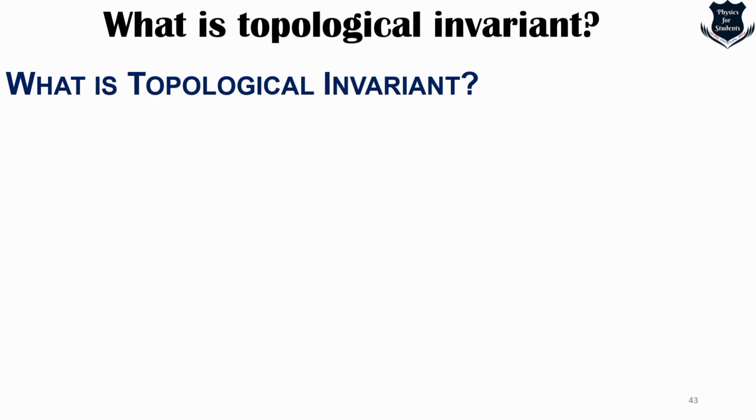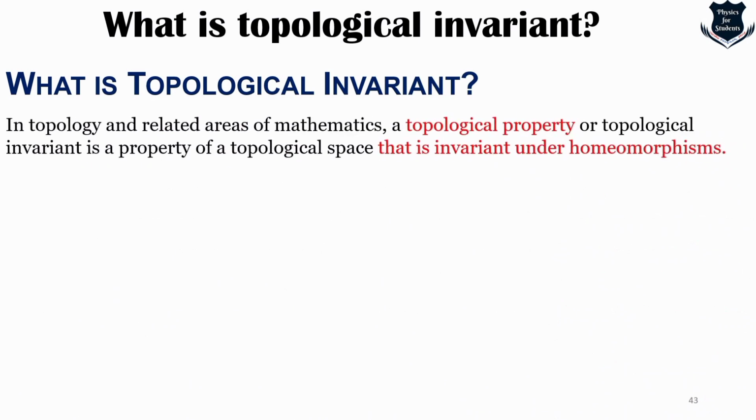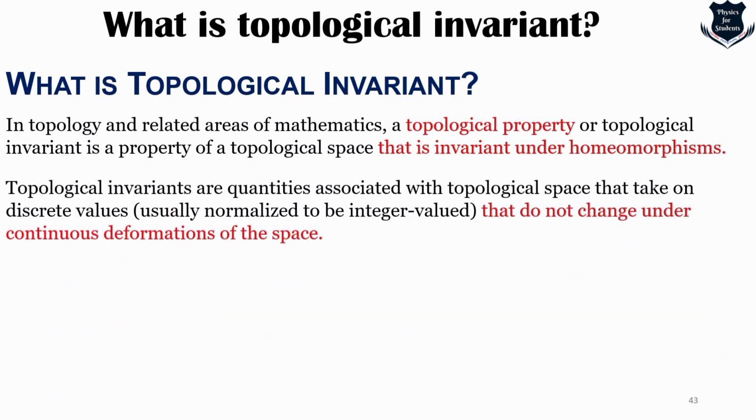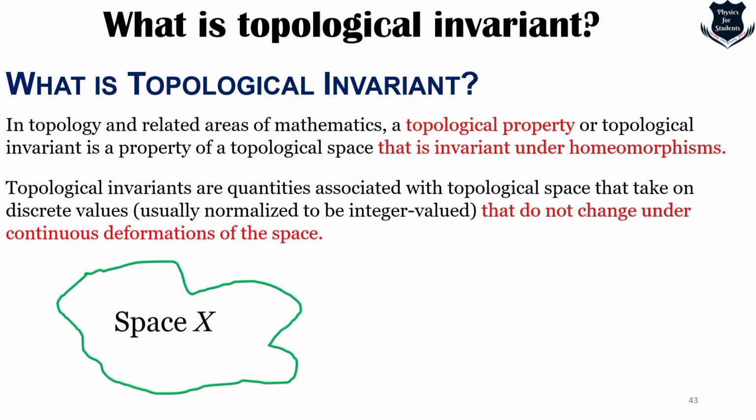Now that we have understood homeomorphism, a topological invariant becomes easy. Topological invariance is related to mathematics, and it is called a topological property, one that is invariant under homeomorphism. So homeomorphism is something you have understood: the function should be continuous, bijective, and the inverse is also true. A property of a topological space that is invariant when the homeomorphism occurs is called a topological invariant. So topological invariants are quantities associated with topological spaces that do not change under continuous deformations of space.